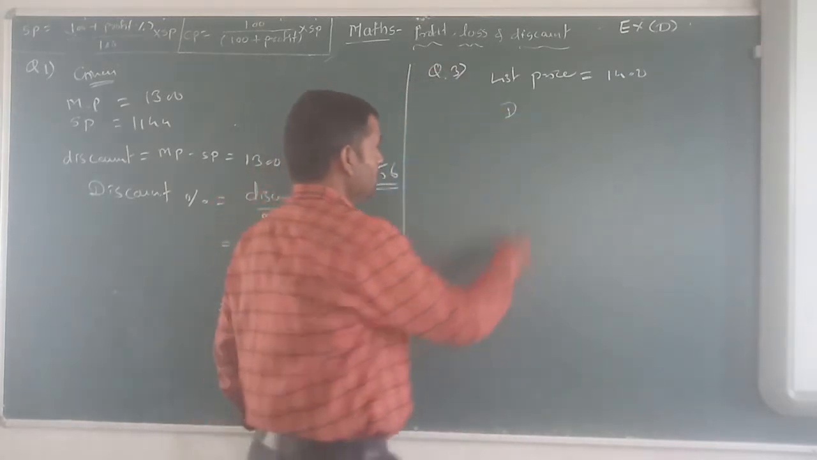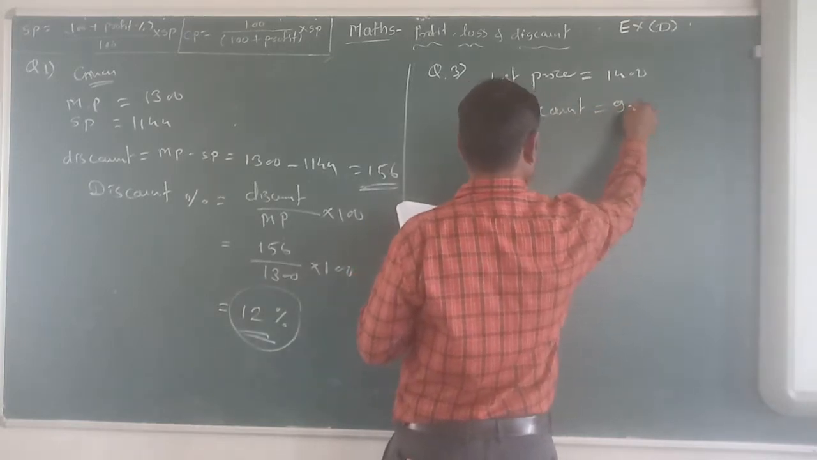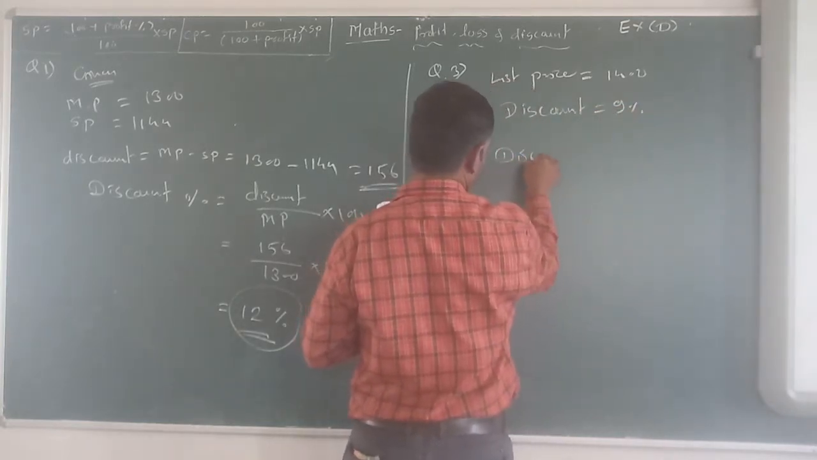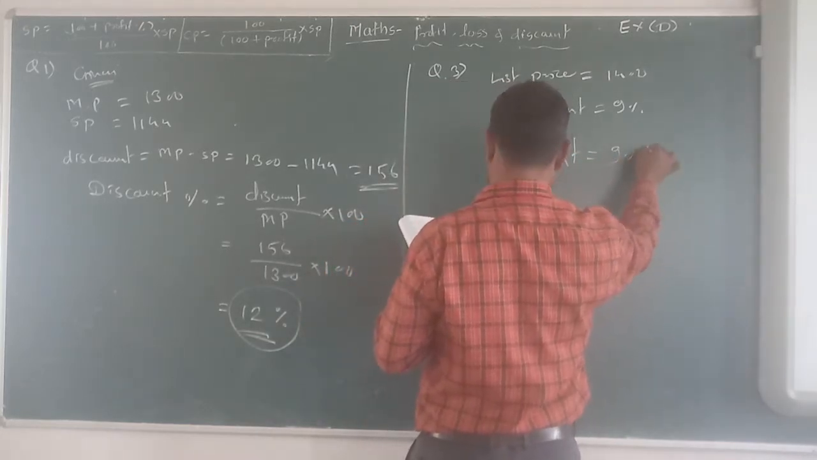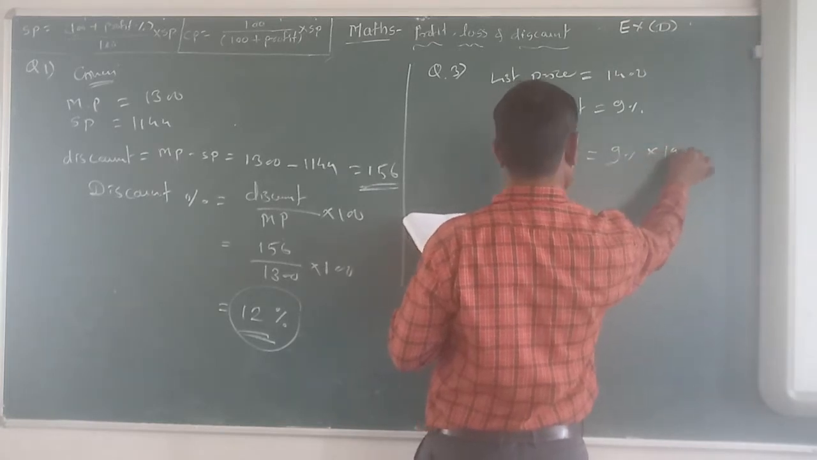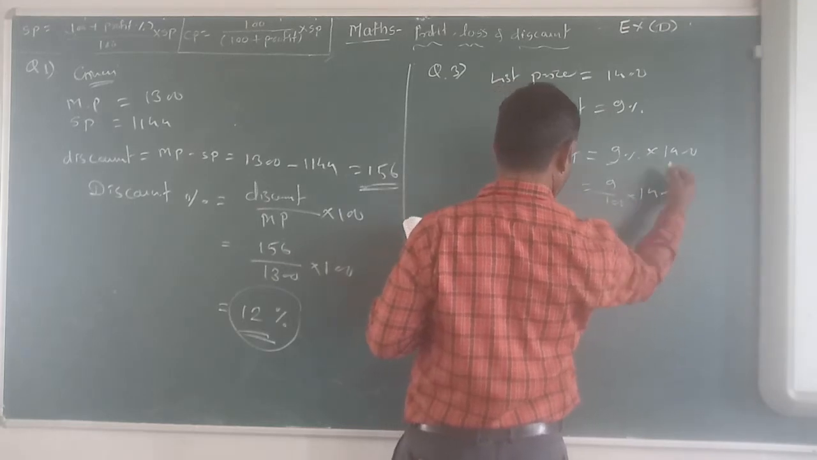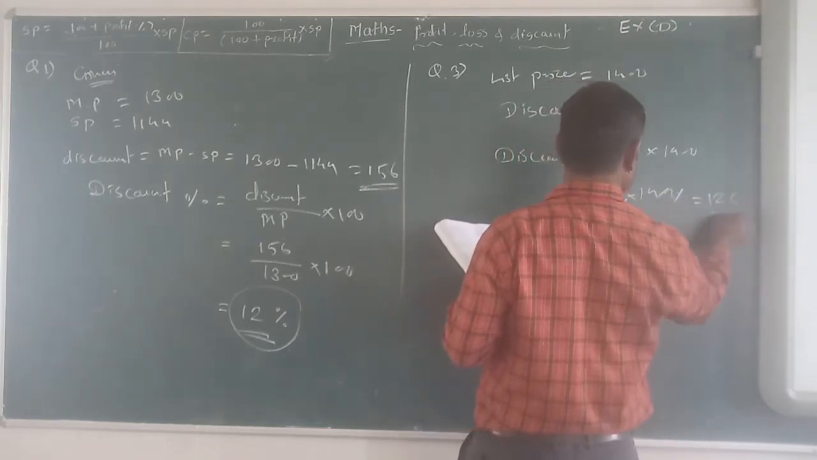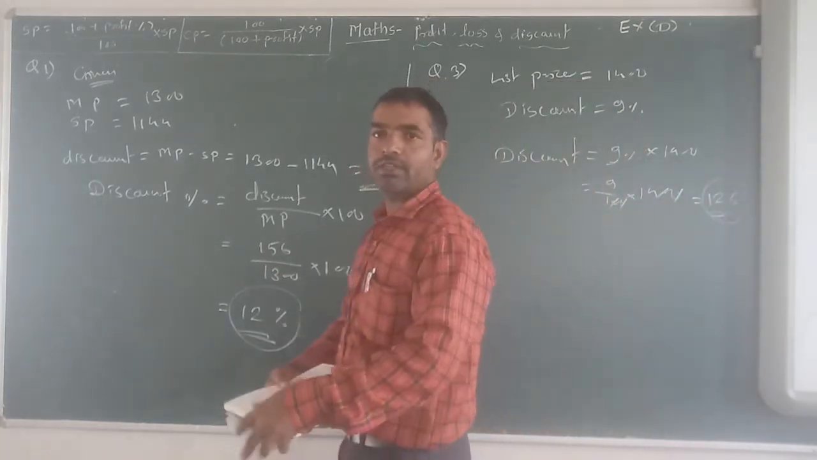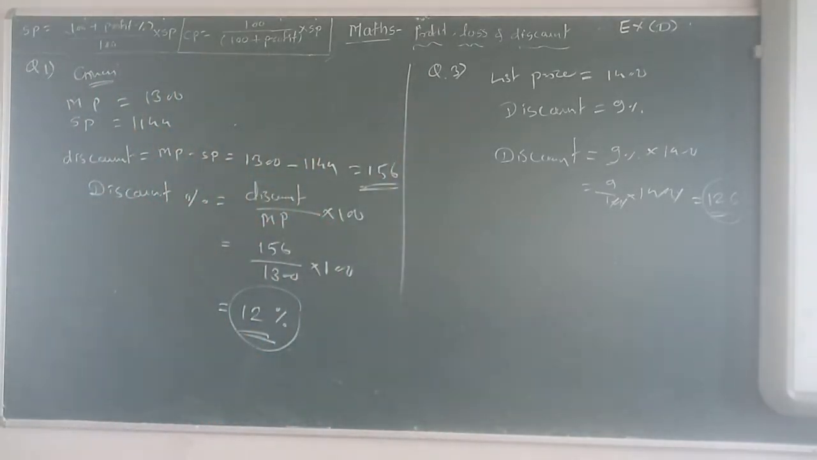How much is the discount? Discount is 9%. We can find the discount if it is given in percentage. So 9% into 1400. That means 9 upon 100 into 1400. 100 can be cancelled. That is 14 into 9, which will be 126 rupees. So the discount is 126 rupees.